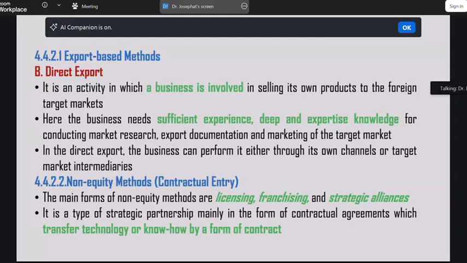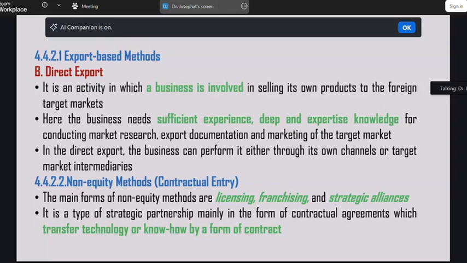Mjasiriamali mwenyewe anapeleka bidhaa zake kwenye soko la nje mwenyewe. Here the business needs sufficient experience, deep and expert knowledge for conducting market research, export documentation, and the marketing of the target market. In the direct export, business can perform either through its own channel or target market intermediaries. Kwa anapeleka mwenyewe, lakini anaweza kuuza kwa channel yake mwenyewe au target market intermediaries.